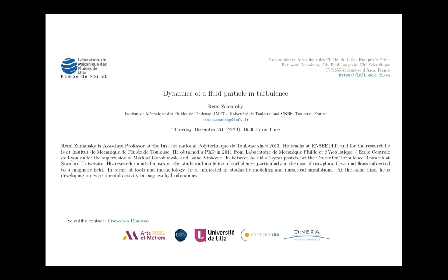His research mainly focused on the study and modeling of turbulence, particularly in the case of two-phase flows and flows subjected to magnetic fields. In terms of tools and methodology, he is interested in stochastic modeling and numerical simulations, and at the same time he's developing an experimental activity in magnetohydrodynamics.